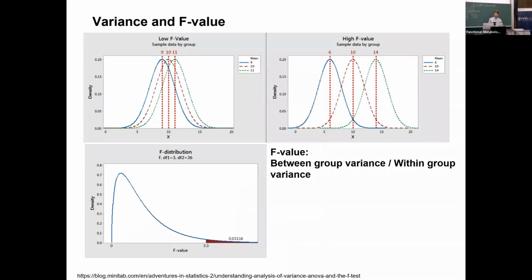And then you can calculate the F value by looking at the ratio between the between-group variance and the within-group variance. You see two examples: a low F value in the top left corner and a high F value in the top right corner. When there is a high F value, you have much larger differences between your groups in the variable you are investigating.